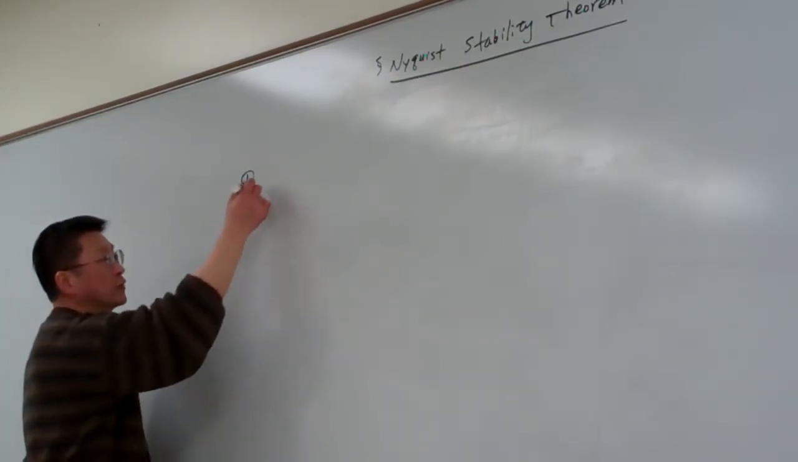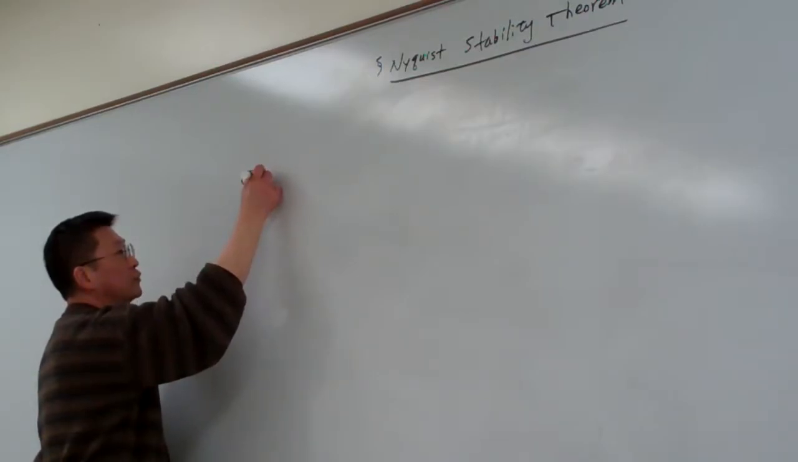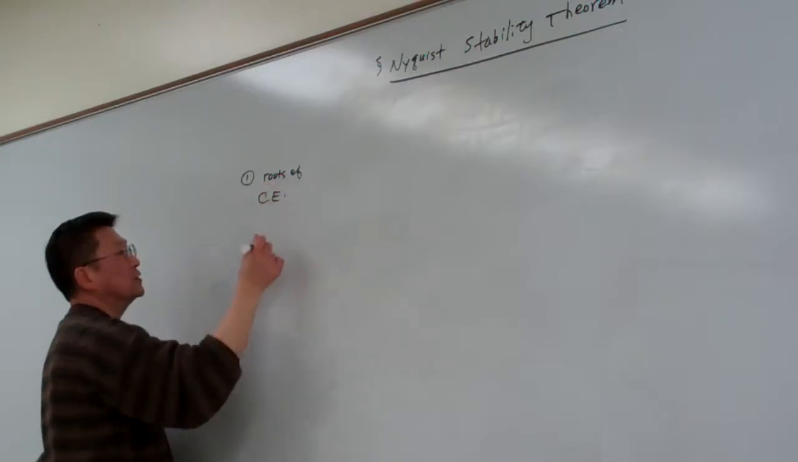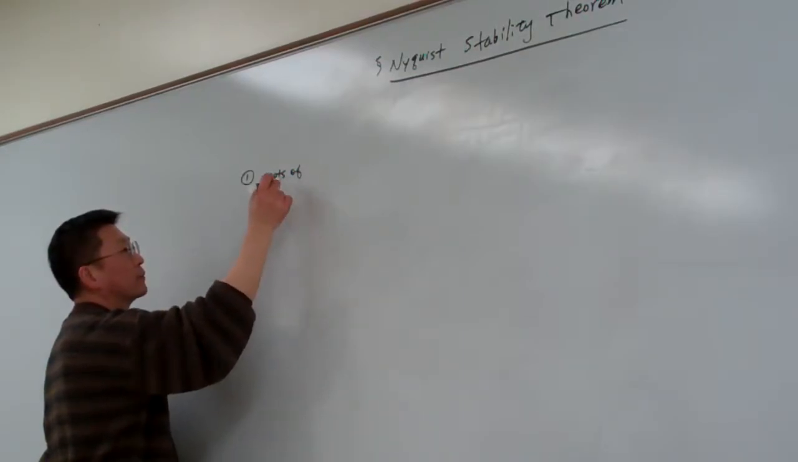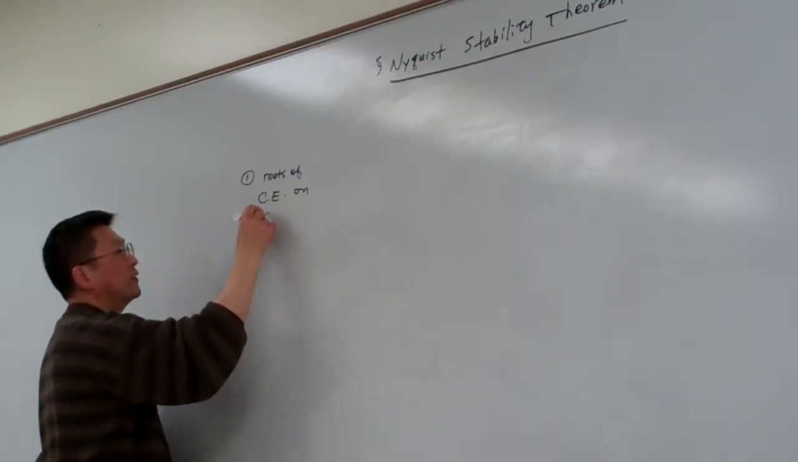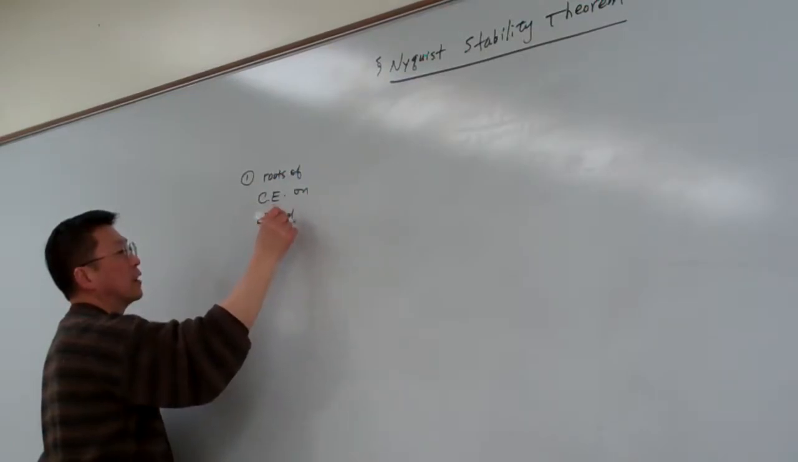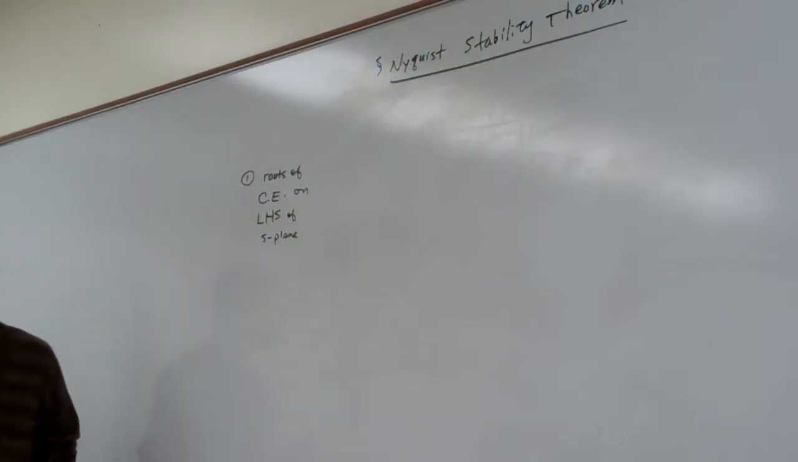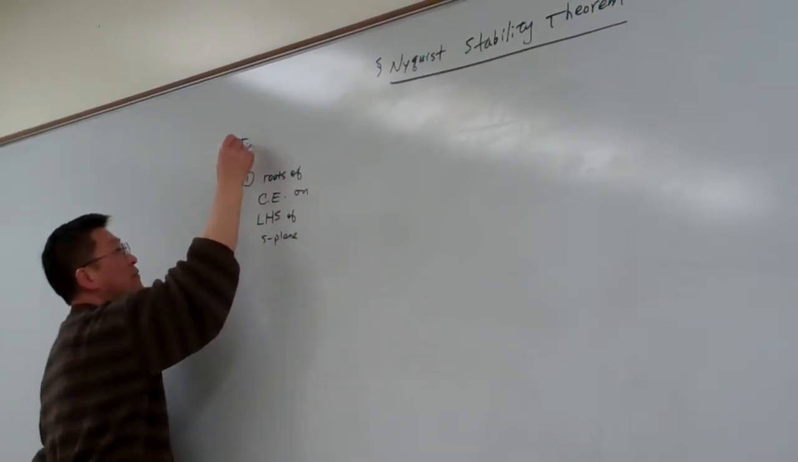The first one is we see all the roots of the characteristic equations on the left-hand side of the S-plane. So that is the number one rule we pick up, right? For stability.